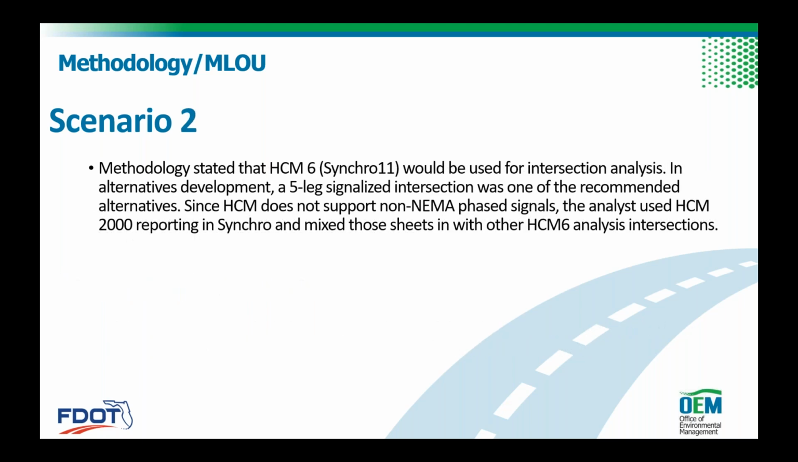So we're getting to a more advanced scenario. This may be an alternative that was not known before the analysis began. Here the methodology stated that HCM6 would be used for an intersection analysis. In the alternatives development, a 5-legged intersection was one of the recommended alternatives. That was not known before as part of the methodology process. You don't know what the geometric layout of the alternatives may be.